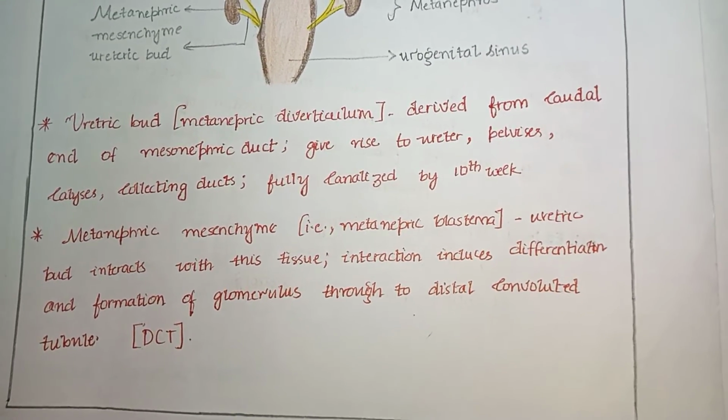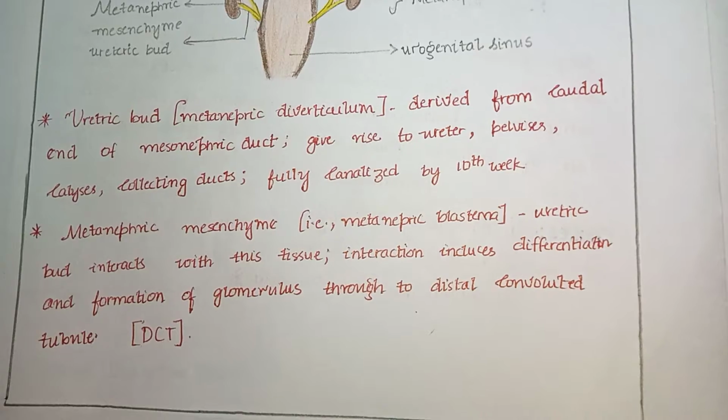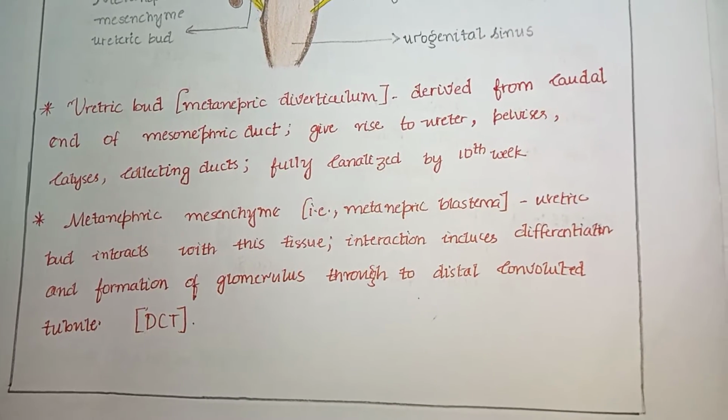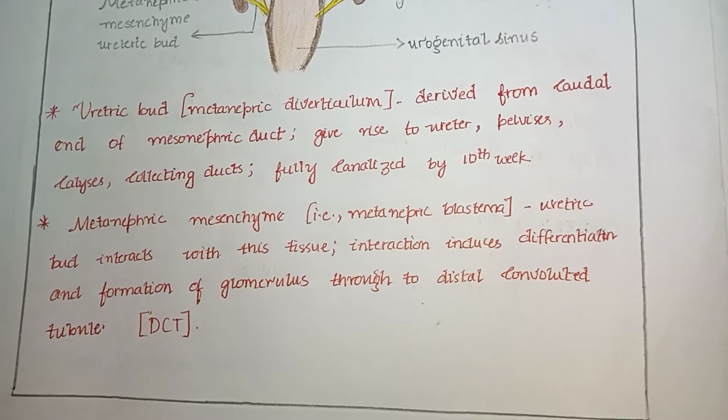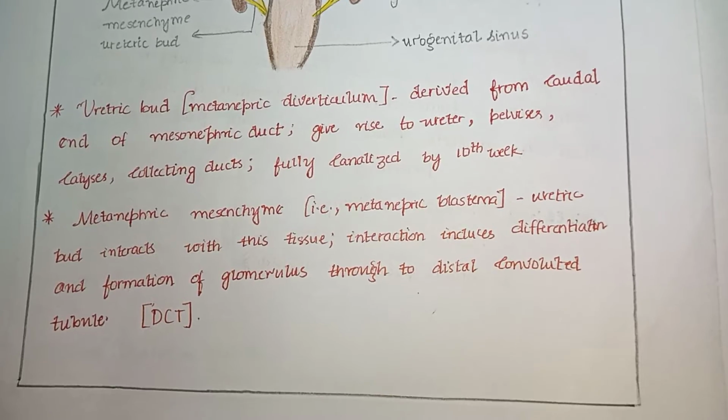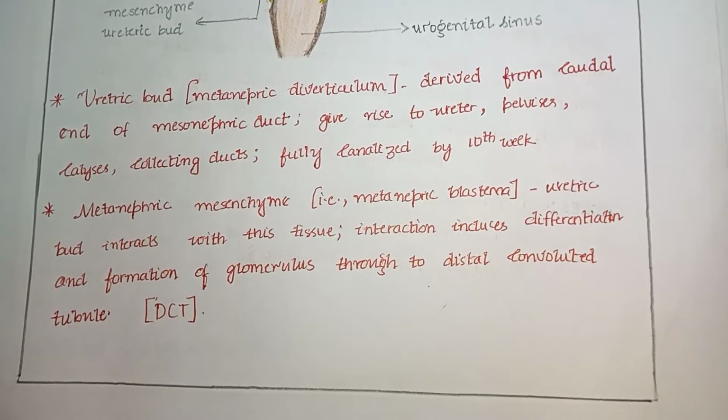Ureteric bud, which is also called the metanephric diverticulum. It is derived from the caudal end of the mesonephric duct and gives rise to the ureter, pelvises, calyces, and collecting ducts, fully canalized by the 10th week.